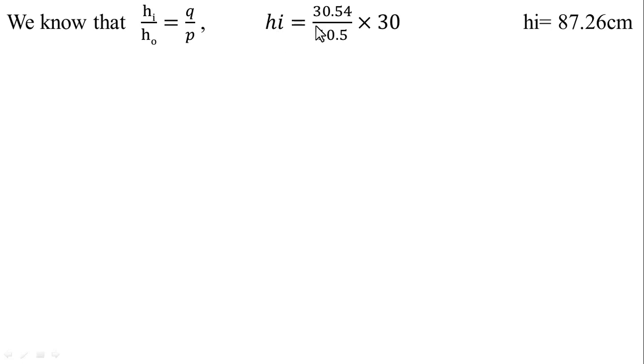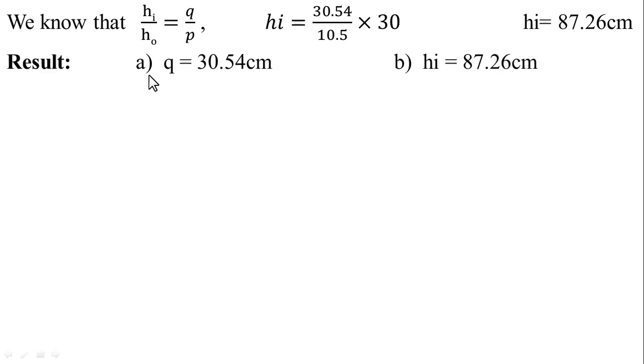Now Hi is equal to 30.54 divided by 10.5 multiplied by height of object 30. Now we can solve these values. So Hi is equal to 87.26. So the answer of height of image for part B is 87.26. Now the result of first part Q is equal to 30.54 centimeter and height Hi is equal to 87.26 centimeter.